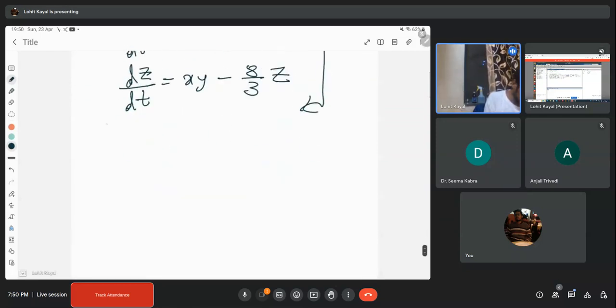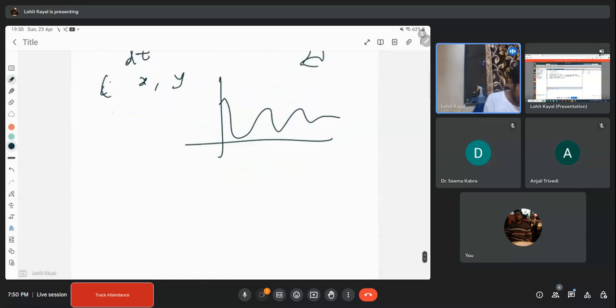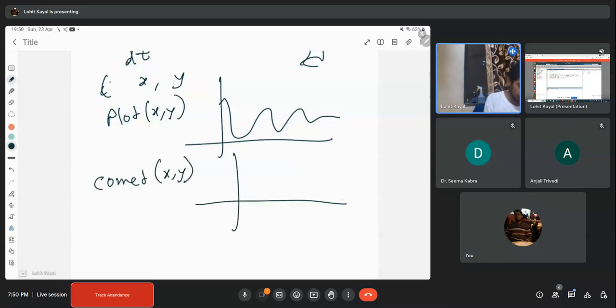So suppose you have some x data and y data, it will plot some curve like this. If you just do plot x and y, you get the curve, but if you do comet x and y, it will show you the entire journey. That means it starts from here, then goes there, then goes there. It will show you a dot moving like this, showing the entire steps of the plot. This is what comet does.